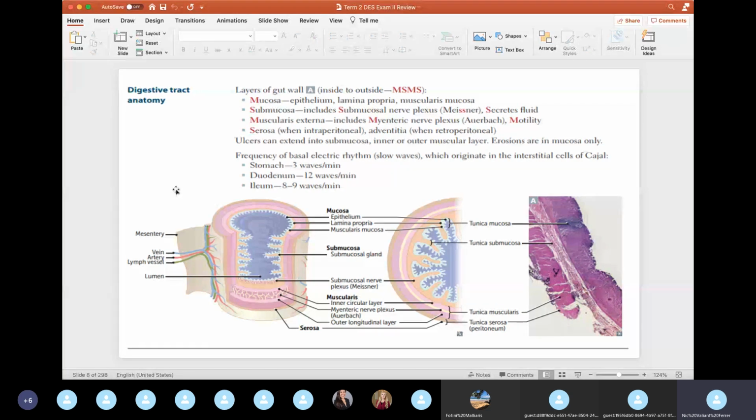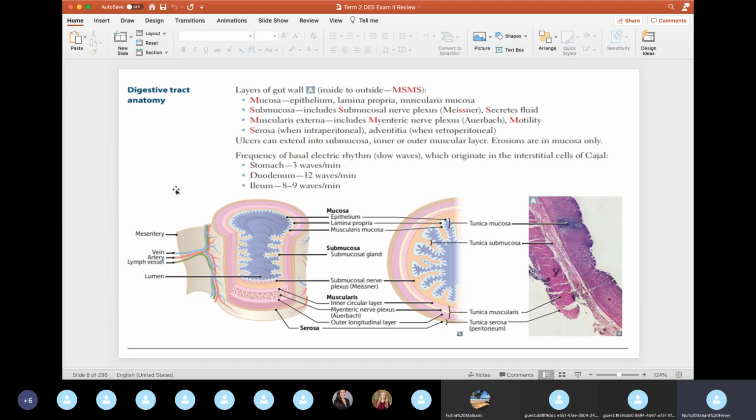Let's summarize the layers of the gut wall. Mucosa, this is closest to the lumen, okay? What can we find there? Epithelium, you can have lamina propria, you can have the muscularis mucosa. In the submucosa, you can find the submucosal nerve plexus, your Meissner's, high yield. It secretes what? It secretes fluid. Your muscularis externa, you can find the myenteric nerve plexus, your Auerbach plexus. It is for what? Motility.